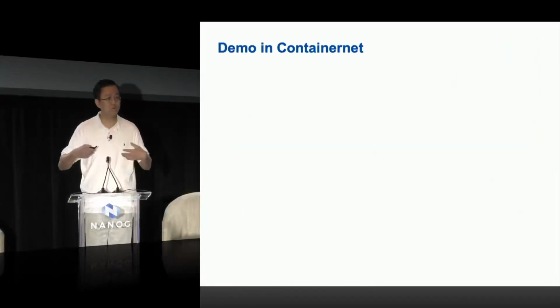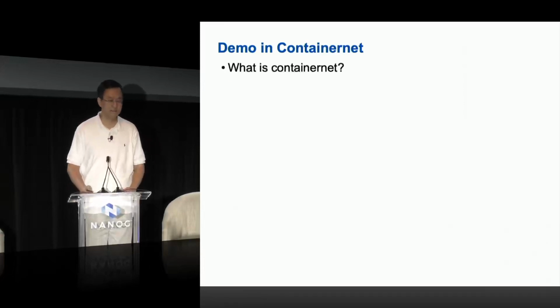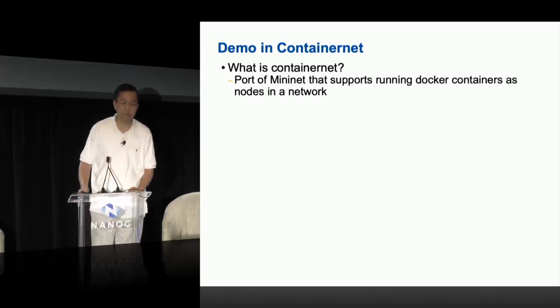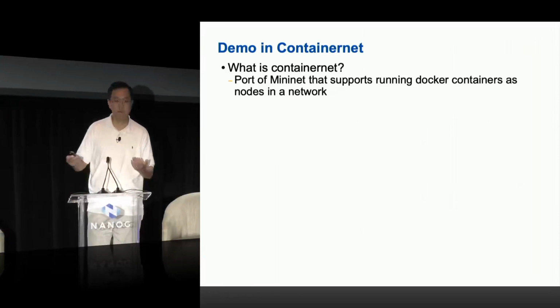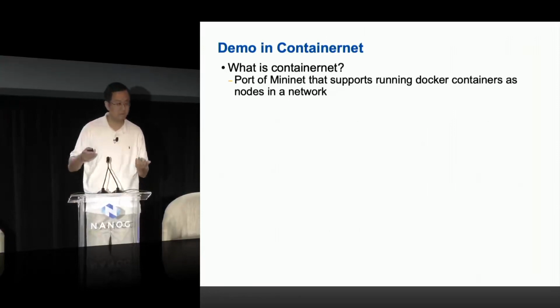But as a sort of proof of concept for our vision or architecture, we actually enabled this setup in ContainerNet. Now, what is ContainerNet? It's a port of Mininet that supports running Docker containers as nodes in a, I should say, virtual network. All right. Now, I did a recursive definition, right? So what is ContainerNet? It's a port of Mininet.